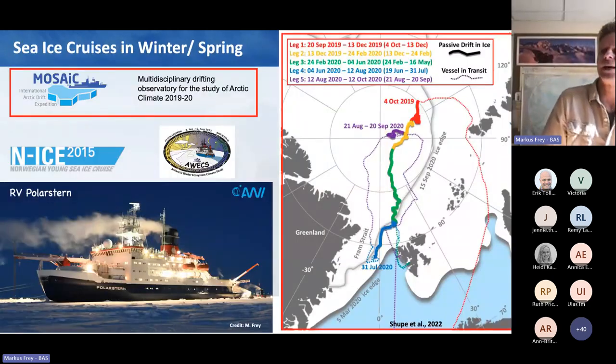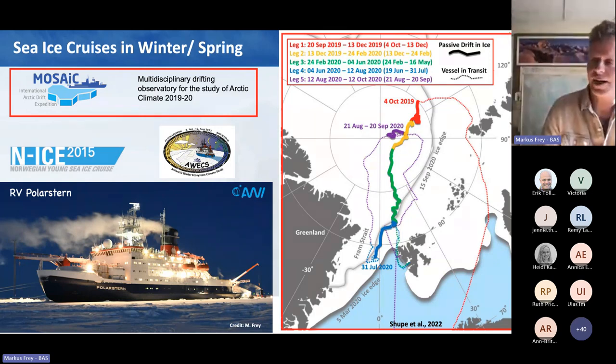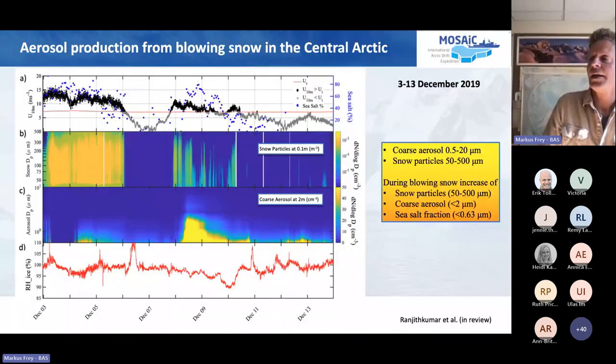So we had to do more measurements, and we had MOSAiC as a great opportunity to access the Central Arctic in winter and spring. It's the one-year drifting expedition from four years ago, where we deployed instruments on board of the ship, but also in situ, right on the sea ice, which allowed us to measure aerosol concentrations and properties in fine temporal detail. Going right into the coarse aerosol observations.